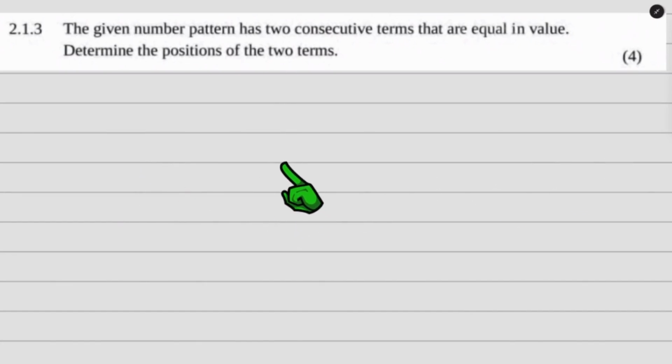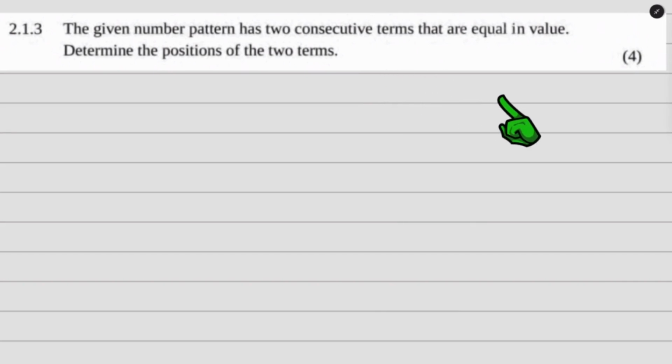2.1.3 says the number pattern has 2 consecutive terms. Consecutive just means they're right next to each other, like the 4th and the 5th term, that are equal in value. And we need to determine the position of the 2 terms. So what we've got to do is see where the patterns are equal.